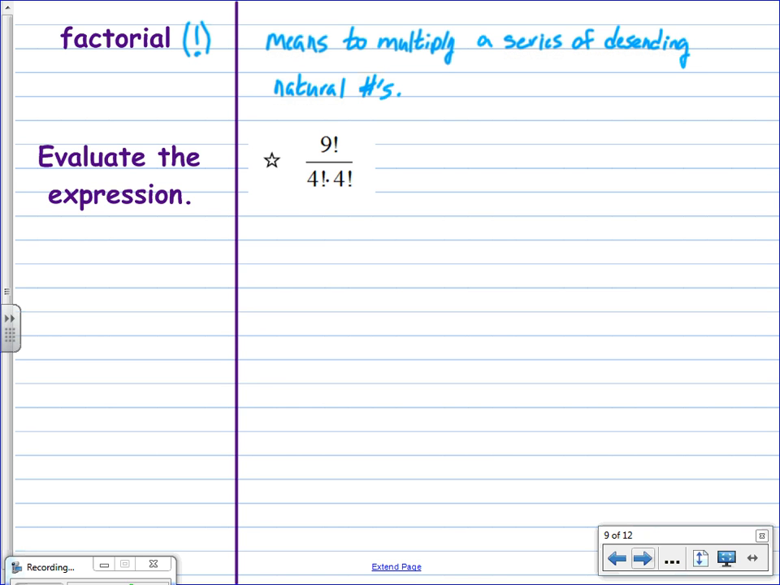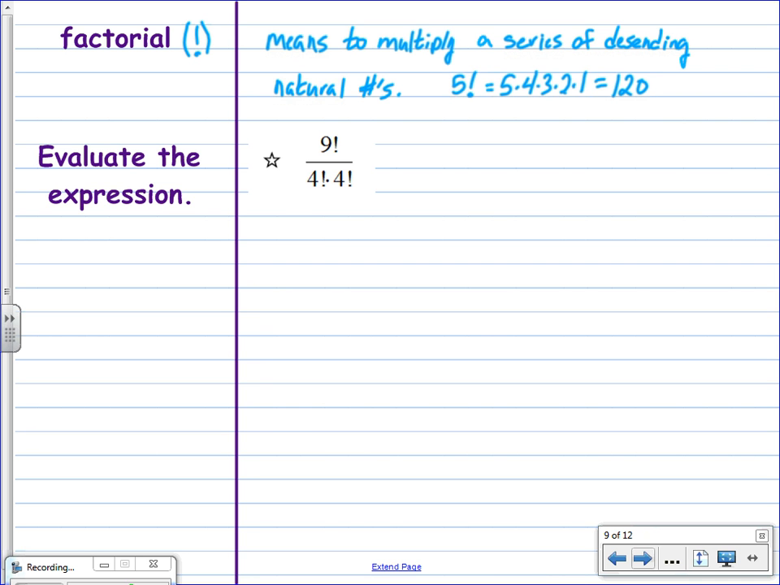An example would be, if I have 5 factorial, that means 5 times 4 times 3 times 2 times 1. Remember, the natural numbers do not include 0, so we don't go to 0. And then you just multiply, so it's the product. 5 times 4 is 20, times 3 is 60, times 2 is 120, times 1 is 120. So that would be 5 factorial.